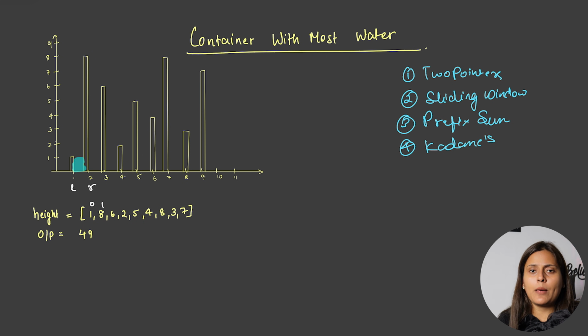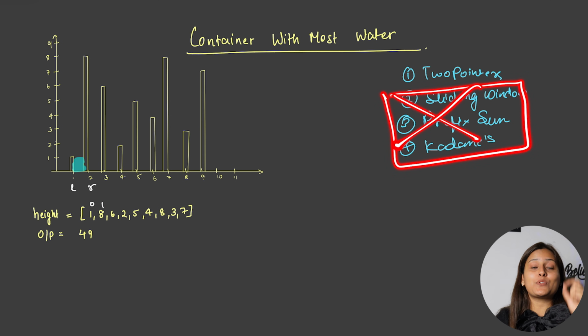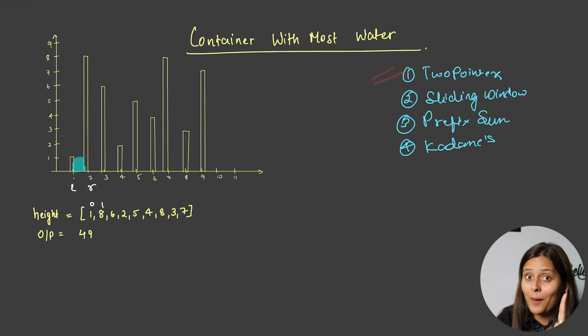And when it is not about subarrays, then we can definitely cancel these 3 types of patterns in array, and we can blindly go with the 2 pointer approach here. Now what was the 2 pointer approach? The 2 pointer approach says your array needs to be sorted, correct? If you remember the point, but here the array is not sorted.